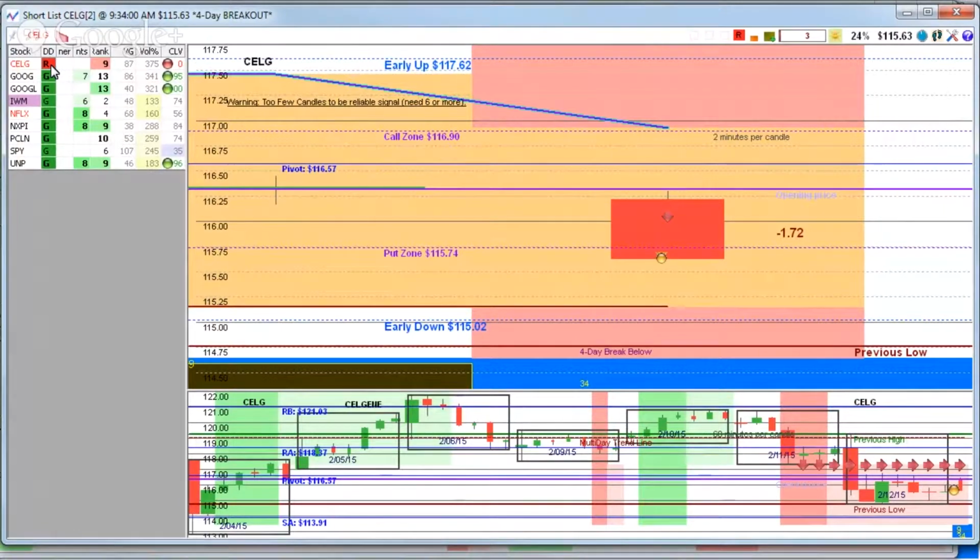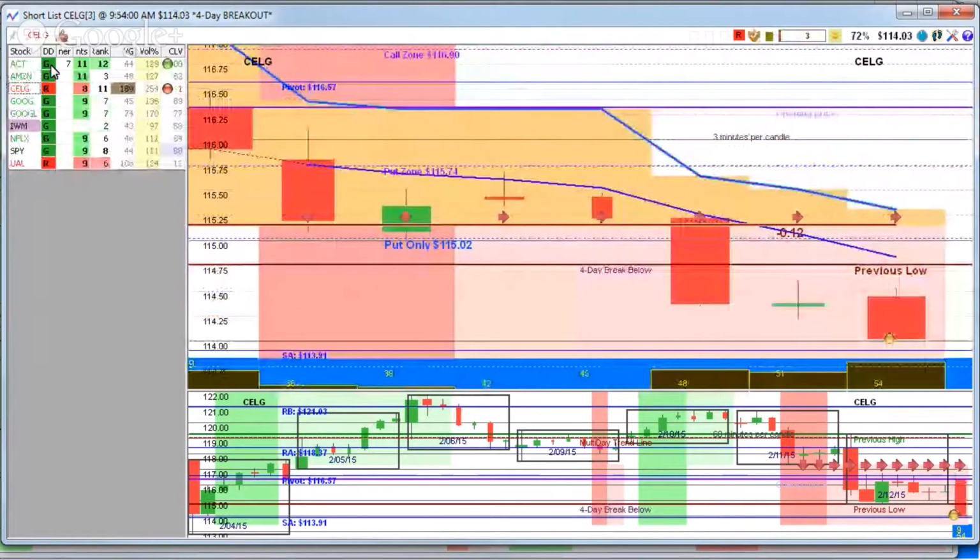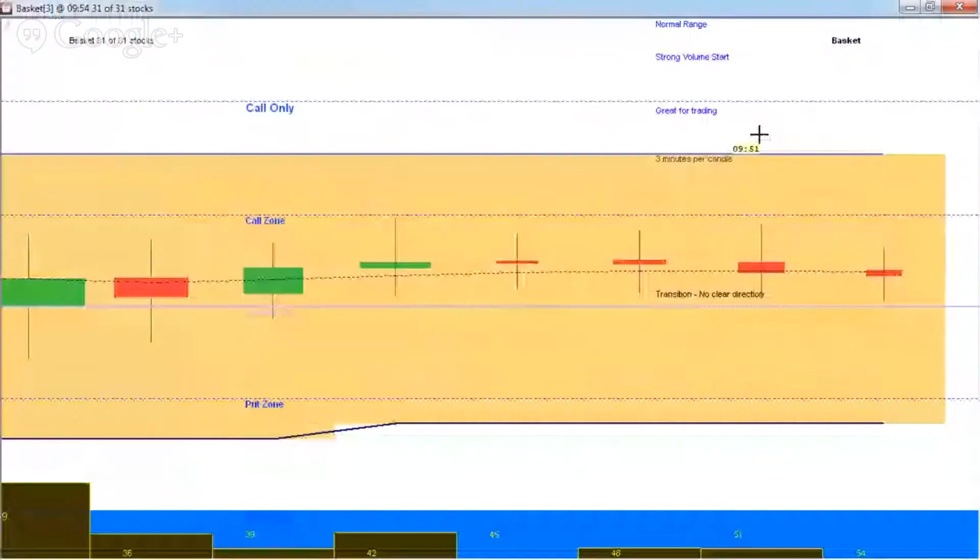So let's move forward a little bit in time and just see how it did. So any of them did. So here we go. That was Celgene, and it says if you get a red move, if the market's not fighting you, that's the basket.